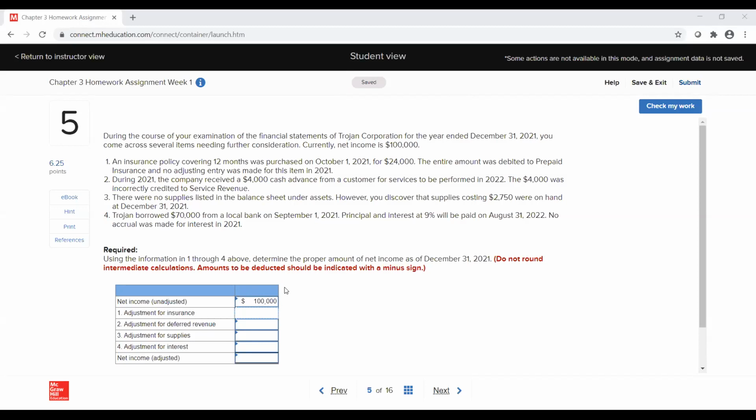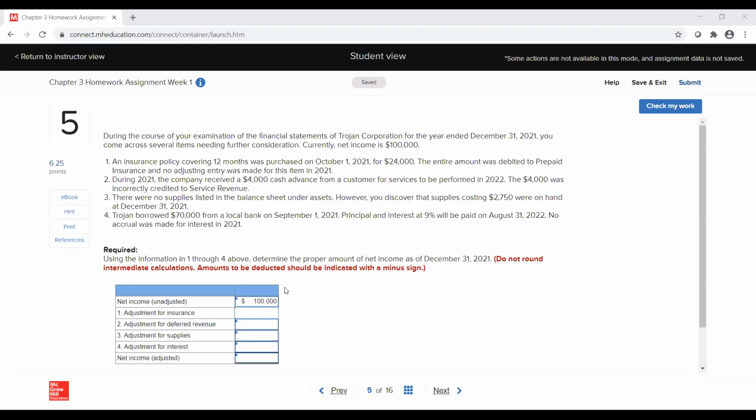It says an insurance policy covering 12 months was purchased on October 1st, 2021 for $24,000. The entire amount was debited to prepaid insurance and no adjusting entry was made for this item in 2021. So guys, if we purchased a 12-month insurance policy October 1st for $24,000, that means insurance is really $2,000 a month, isn't it?